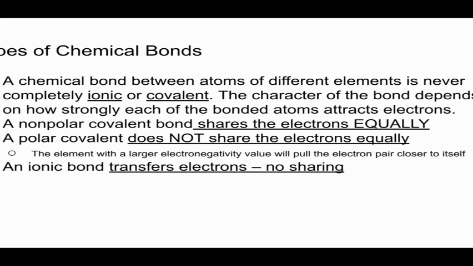So there's three types of chemical bonds. There's ionic, covalent, and metallic. In this slide, we're going to talk about ionic and covalent. Ionic transfers electrons. There is no sharing. Covalent shares electrons, but there's two types of covalent bonds. There's nonpolar and polar. Polar means that they're not sharing the electrons equally. Nonpolar means they do share the electrons equally.